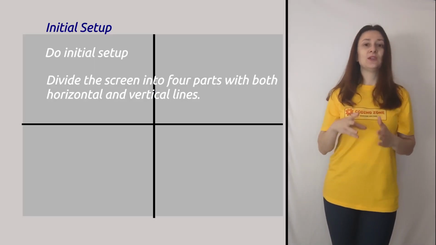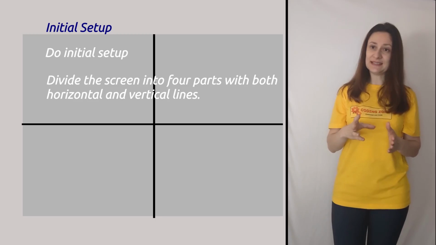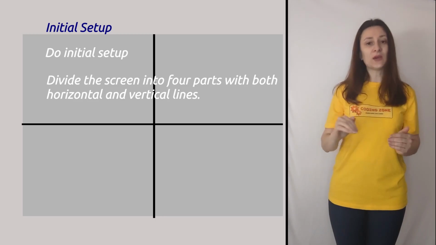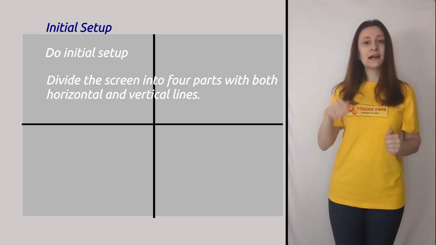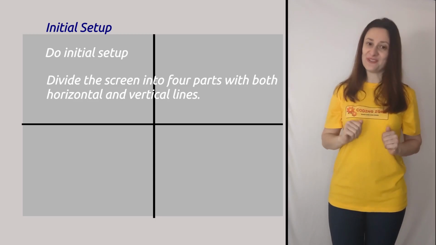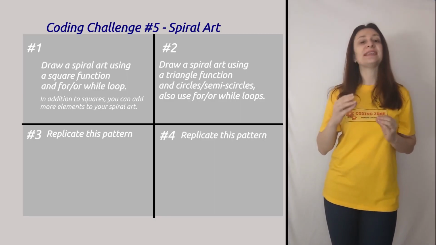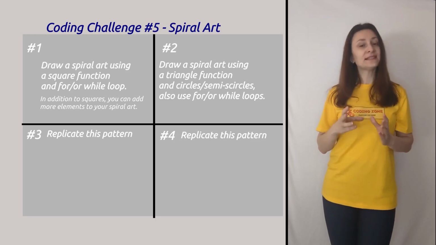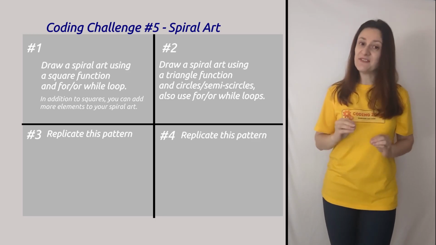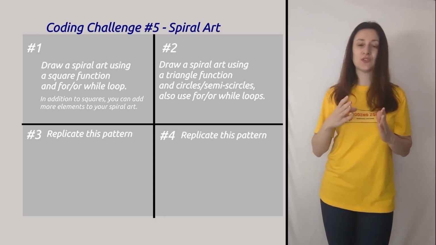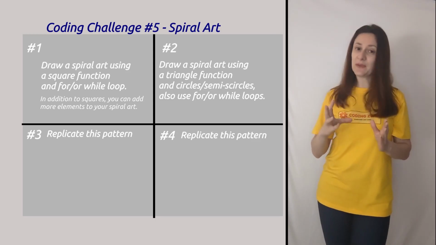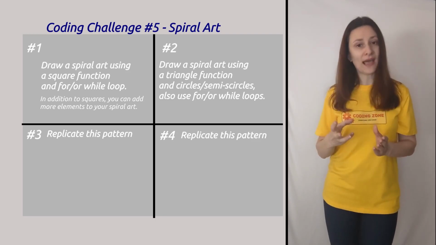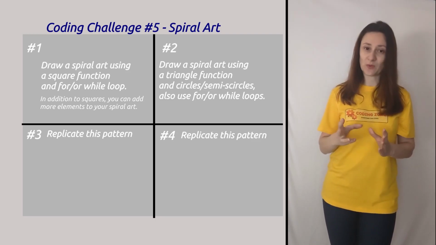In task number 1, you do initial setup of your turtle screen and you start by dividing your canvas into 4 equal parts. Basically, you draw a vertical and horizontal line in the middle of the screen. In the first cell, you will create a stunning spiral art pattern using a square. These squares should be generated by a Python function. And you have to use for or while loop to create a captivating pattern using squares, but you can also add some more elements to your spiral art, apart from the squares.